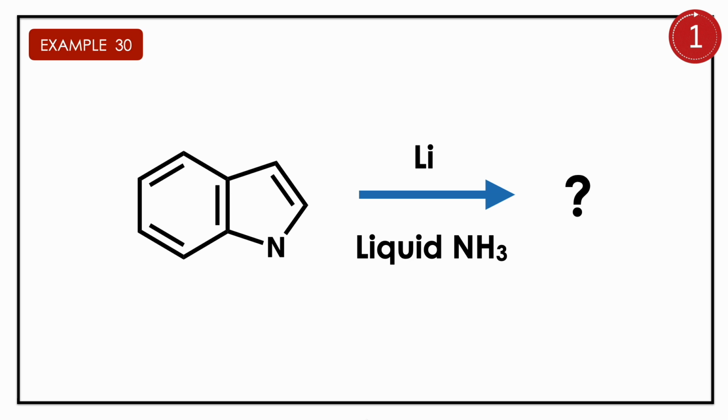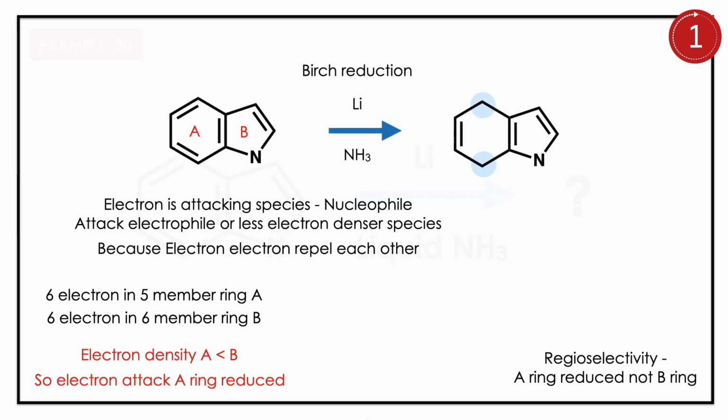Then the next example: you have indole, and you are using lithium and liquid ammonia. You should find what will be the final product. Here two fused rings are there, A and B. The nitrogen-containing ring is the B ring. Here 6 electrons are there in both A and B. Theoretically, A has 6 electrons in a 6-member ring, and B has 6 electrons in a 5-member ring.